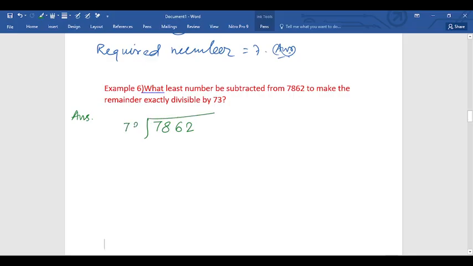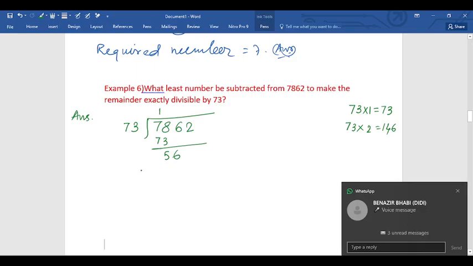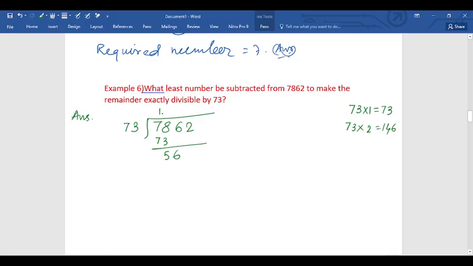Okay, now 73 and this is 78. So here we have to make the table of 73. 73 ones are 73, 73 twos are 146, which is much greater than 78. So we will go with 1. 73, this is 5 and this is 6. 56 is smaller than 73. So we will put 0 here and bring 2 down.